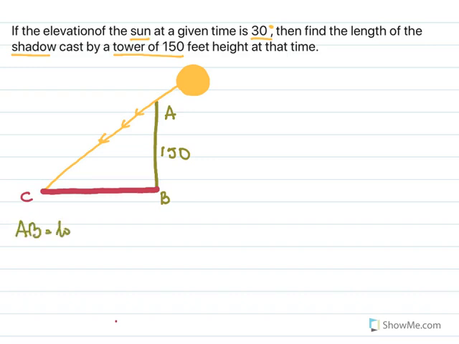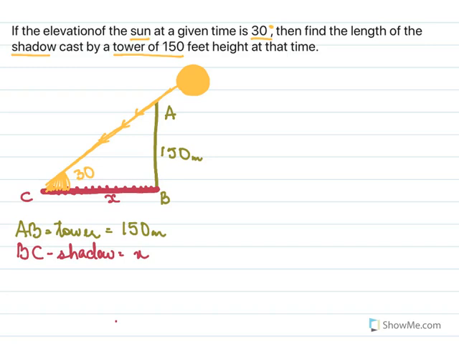So let me write that. AB is a tower which is 150 meter, and BC is the shadow, which we don't know, we need to find, so we'll put it as X. So I repeat again, this is the shadow here of that tower, and the angle of elevation is 30. Angle of elevation is, this is the line of sight with the horizontal, so this is 30. So in the triangle, we will now take triangle ABC.